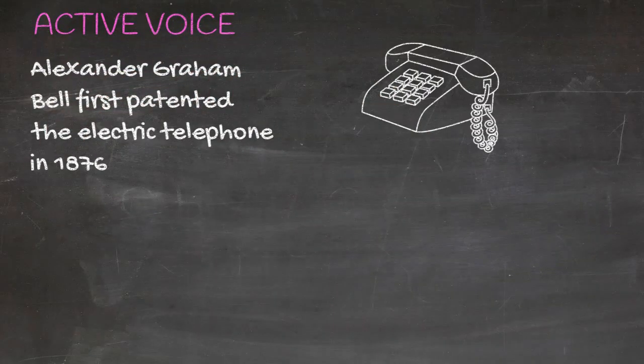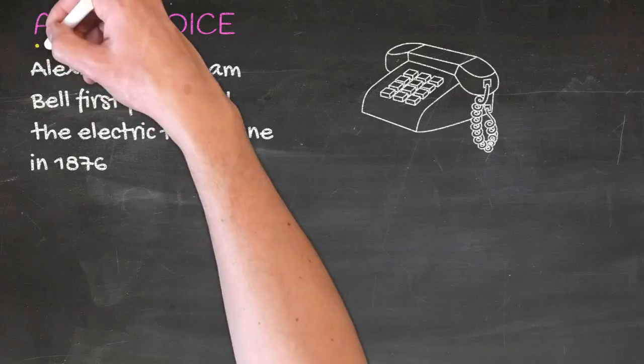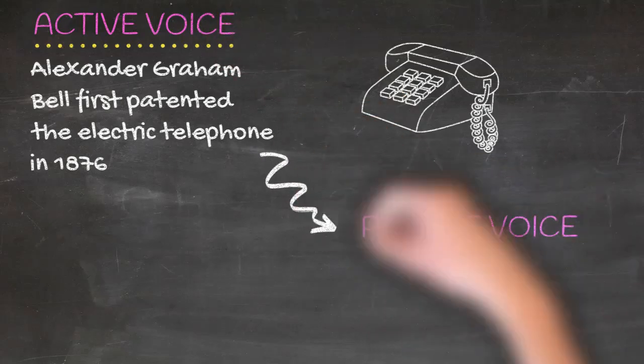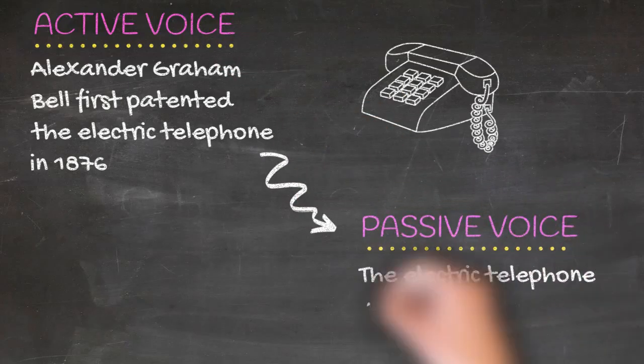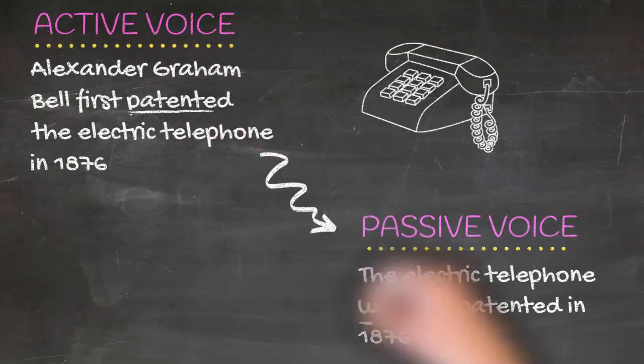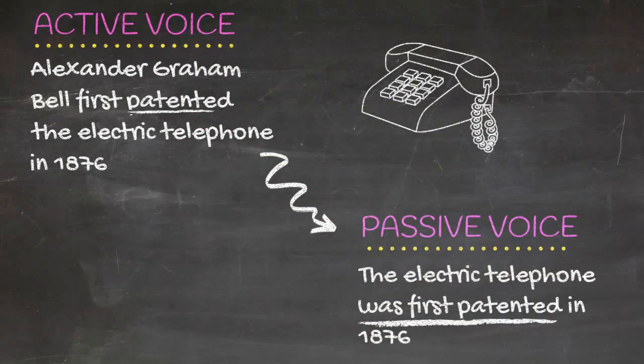Alexander Graham Bell first patented the electric telephone in 1876. This again is an active voice. Let's rewrite the sentence in passive voice. The electric telephone was first patented in 1876. Did you notice the little difference again?